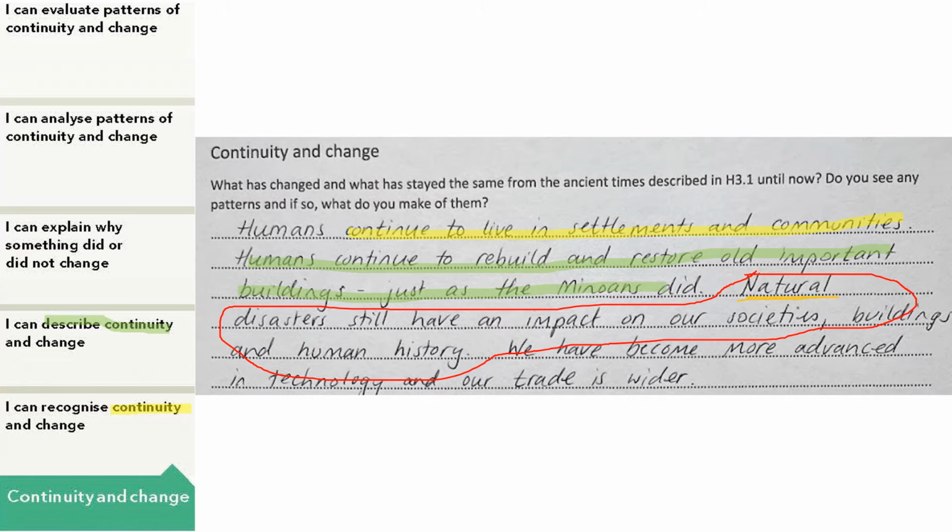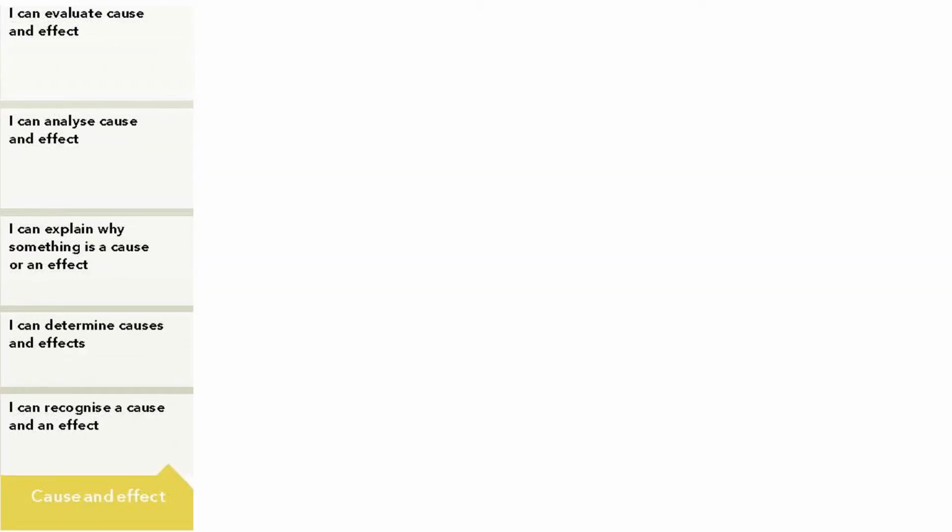Now, the student might come back to you and go, oh, I was saying why we restore old buildings because of natural disasters. And you go, well, yeah, you mentioned natural disasters, but you didn't link it, right? If the student had said, we continue to rebuild old important buildings because natural disasters sometimes destroy them, then I could have said that that was an explanation, but as it stands, it's not. And so my final assessment for the student, again, is step 2. There we go. Right, let's have a look at the next skill.